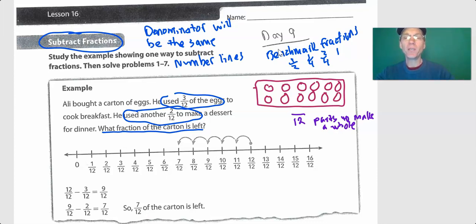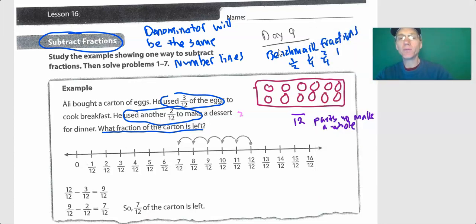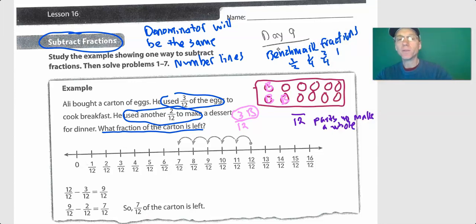He used 3/12. If you say you used 3/12, that means three of the parts were for, I'll put a B here, for breakfast. So that was used for breakfast, 3 of the parts. Does that make sense? That's what this numerator means. It's telling you how many parts you used or shaded. And then we also have 2/12 to make dessert. So we could put a D for dessert, a D and a D, 2 of the parts.